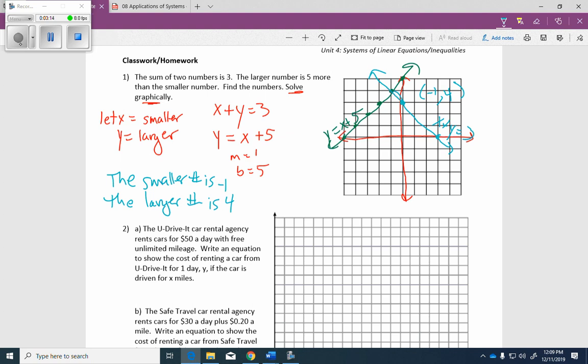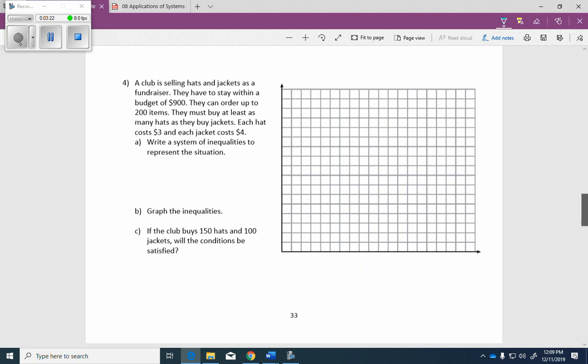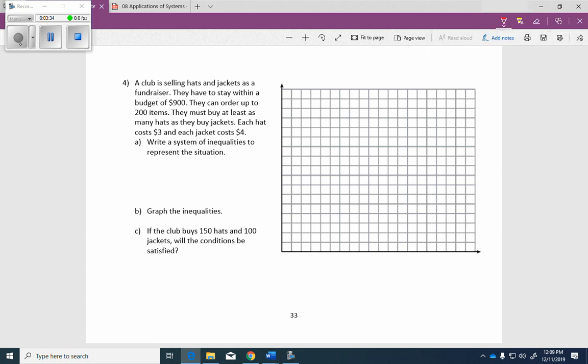Next, we had to do number 4 on page 33. This reminds me of the do now, or of questions we did yesterday. A club is selling hats and jackets. Sounds like two different items. I'm already thinking standard form. They have to stay within a budget of 900. That is a total. If they're staying within that budget, it means whatever they spend has to be less than or equal to 900. I'm going to remind myself this is about money.